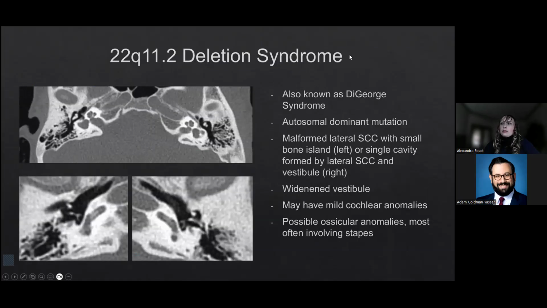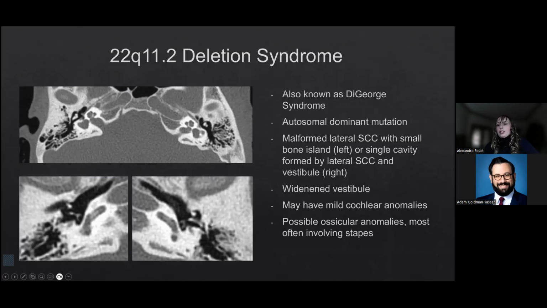22q11 deletion syndrome, also called DiGeorge syndrome. This is an autosomal dominant syndrome as well. And the most common finding you're going to see here is less specific, but you will notice it in these patients, and that's having an absence of the bone island in the lateral semicircular canal or a small bone island. And you'll often see an incomplete separation of that lateral semicircular canal from the vestibule.